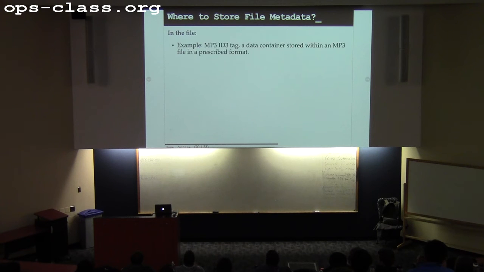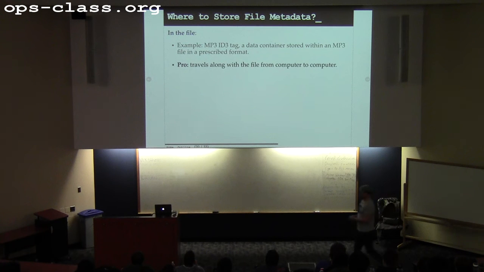So if I store it in the file, right, so this is the ID3 tag. Sorry, that's exactly right. It's on the next slide. The pros are that this travels along with the file. Are there any cons to this approach? What's that? Make the file a little bigger. It makes the file a little bit bigger. Yeah, that's true. What else?